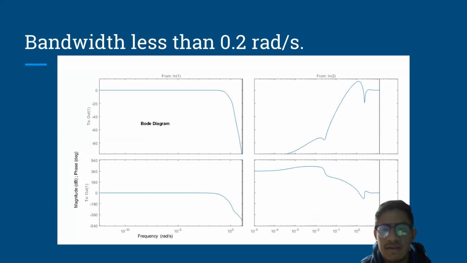First, we determine if the bandwidth of the closed loop system is at least 0.2 rads per second at the Bode plot graphics. As we can see in the top left graphic, at the moment the magnitude is -3 dB, where the bandwidth is observed, the value is bigger than 0.2 rads per second.